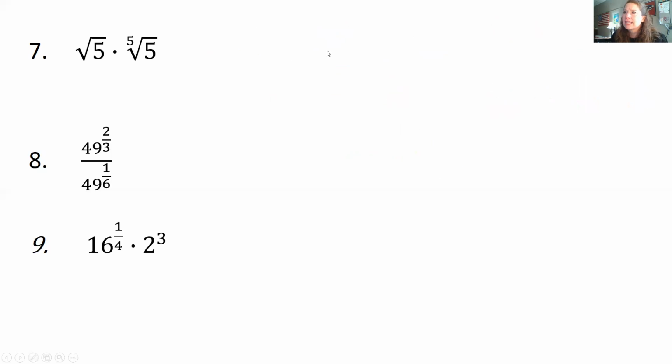All right, look at number 8. So we have the same base being divided. What's the rule for their exponents? We subtract them. So we're going to do 2/3 minus 1/6. Well, our least common denominator is 6. So 3 times 2 is 6. We're going to multiply 2 times 2 is 4. So 4/6 minus 1/6 is 3/6, which is equal to 1/2.